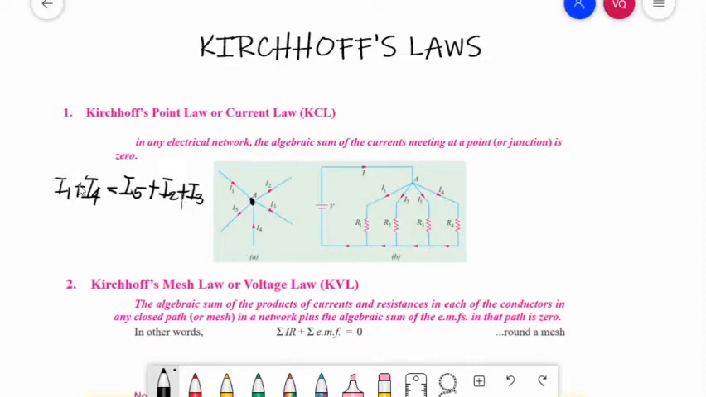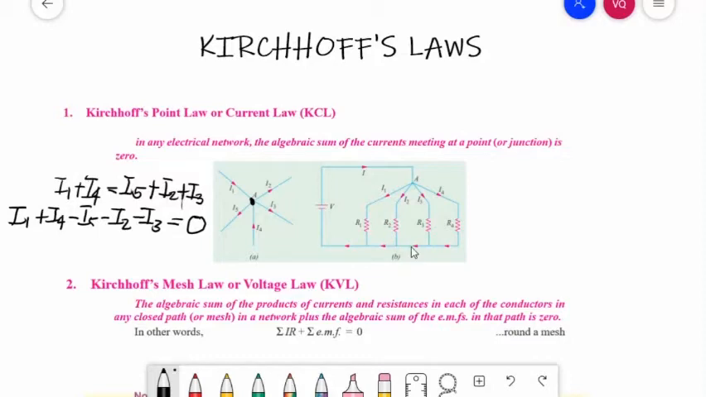Okay? So we can say also that I1 plus I4 minus I5 minus I2 minus I3 is equal to 0. So if you can solve the values of currents I1, I2, I3, I4, and I5 and substitute them here, it will equal 0.